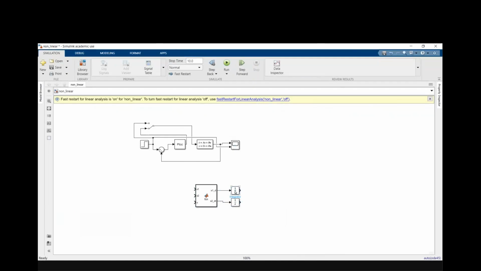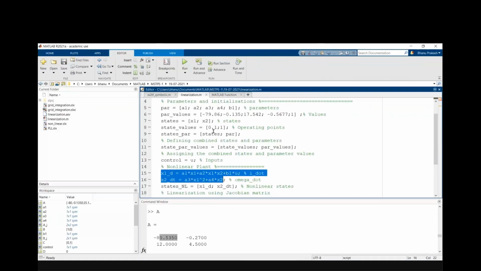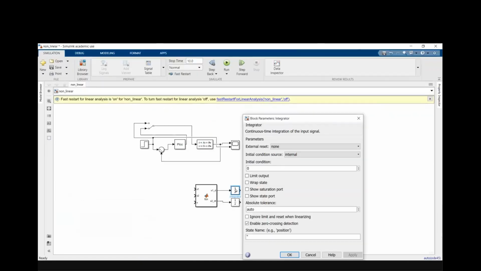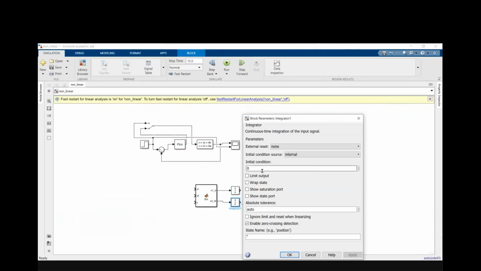So initial values, how much did I take last time? There I took the initial values as 0.1 and 1. So here x1d is your 0.1. What about the initial value? It is 1.